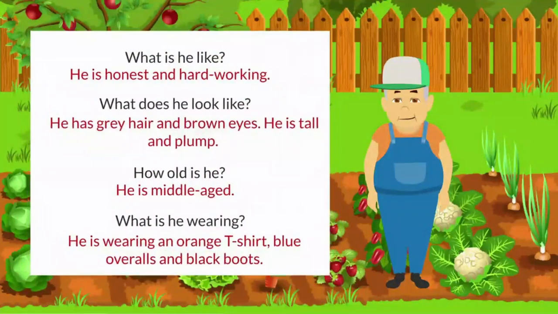What is he like? He is honest and hardworking. What does he look like? He has gray hair and brown eyes. He is tall and plump. How old is he? He is middle-aged. What is he wearing? He is wearing an orange t-shirt, blue overalls and black boots.